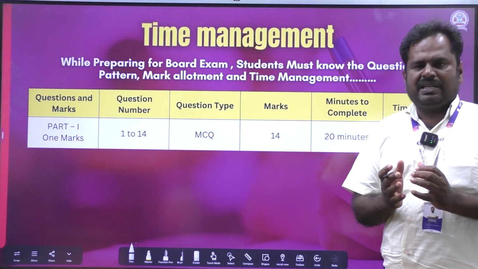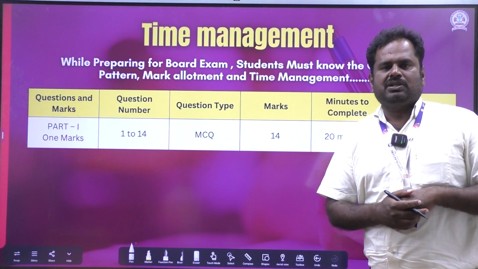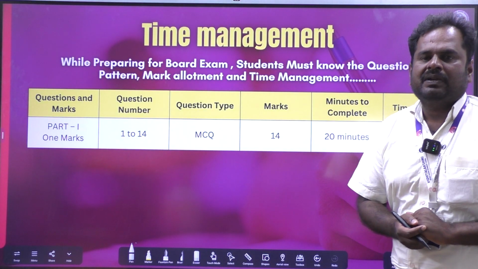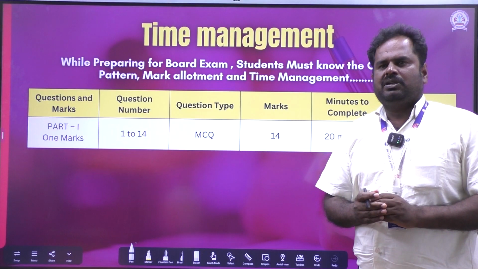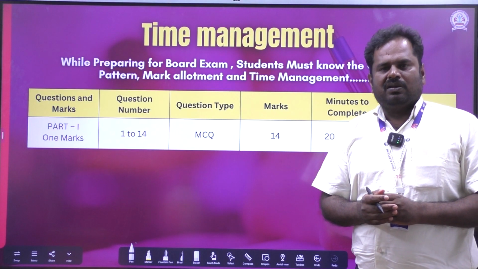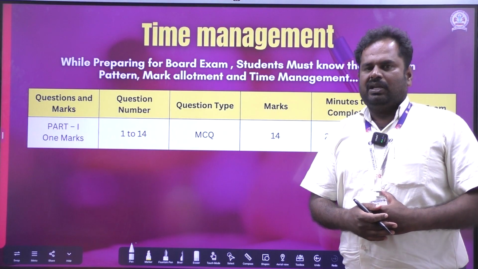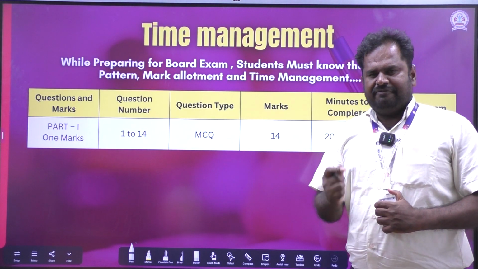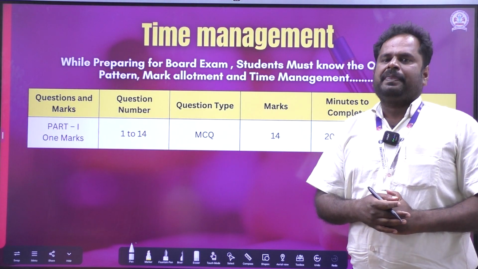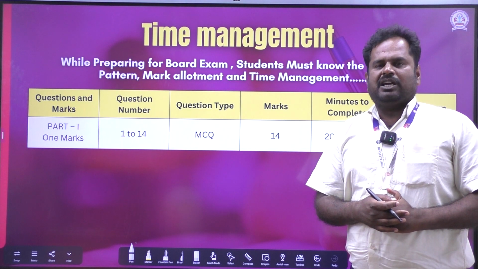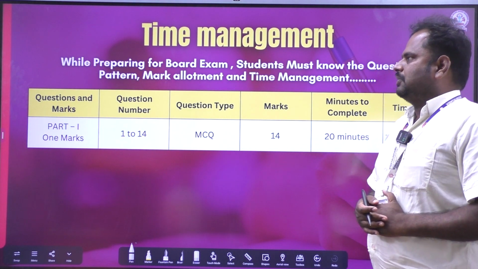Next, time management is very, very important during examinations. Especially, all the students must be conscious and have presence of mind while writing the examination. Each and every minute is your mark. So the mark fetching time for you is exam time.